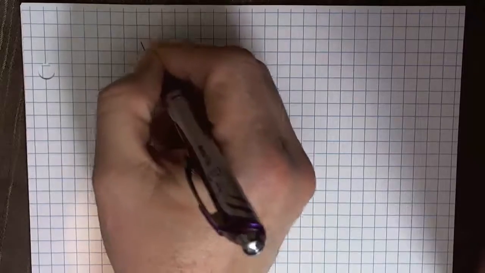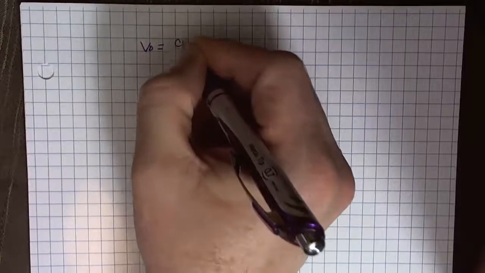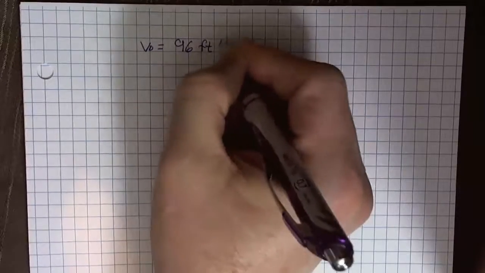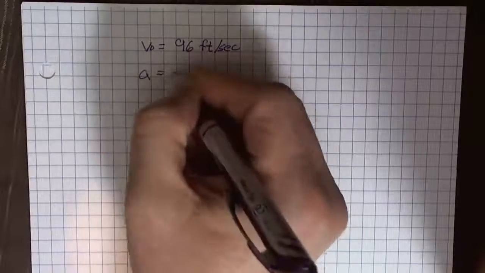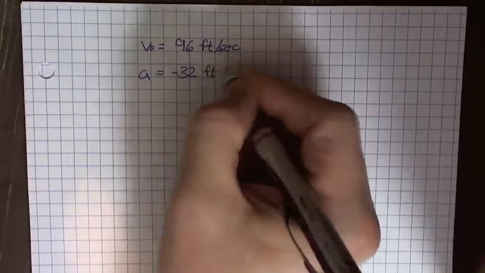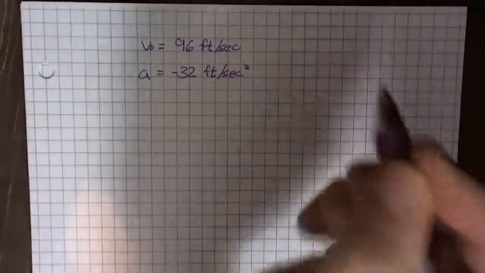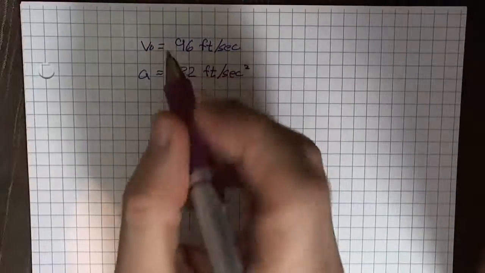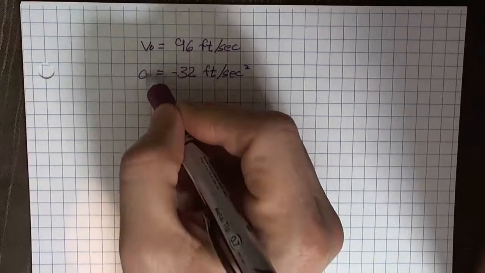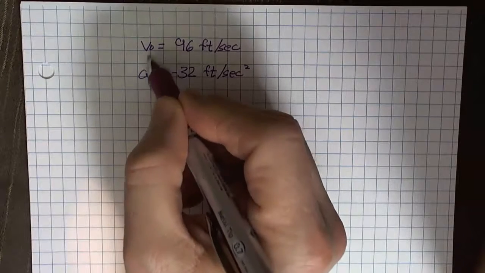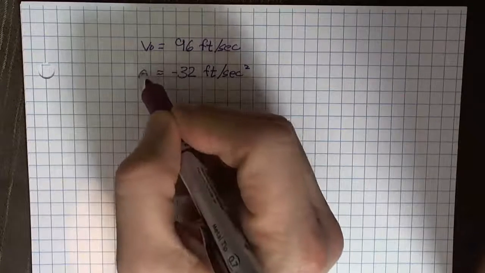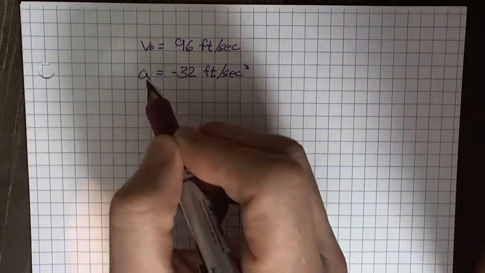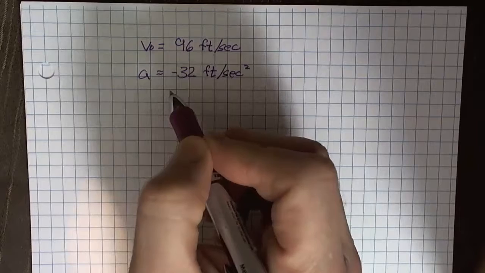We said that the initial velocity was 96 feet per second. Okay, so we've got that, and notice I just denote that with v sub 0. And of course the acceleration was a constant negative 32 feet per second squared. Now, here's the deal. The derivative of velocity is acceleration. So acceleration measures the change in velocity over the change in time. That's what we're talking about when we talk about acceleration.